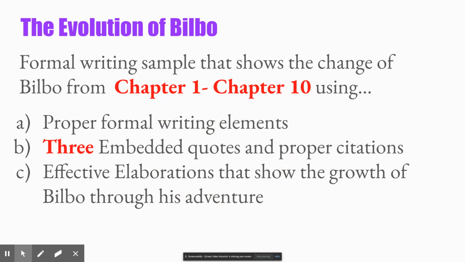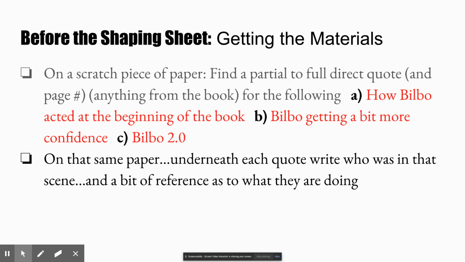What do you need? You need proper formal writing elements, 3 embedded quotes with proper citations from chapters 1 through 10, and effective elaboration. What does that mean? Before you do any of this, here's something I need you to do. On a scratch piece of paper, find a partial quote. What is that? Any words from the book with the page number that show these 3 things.